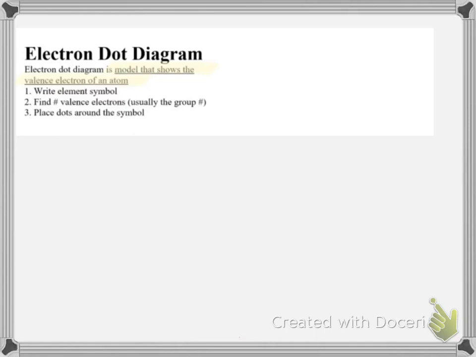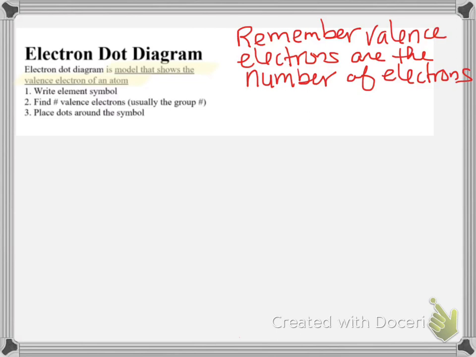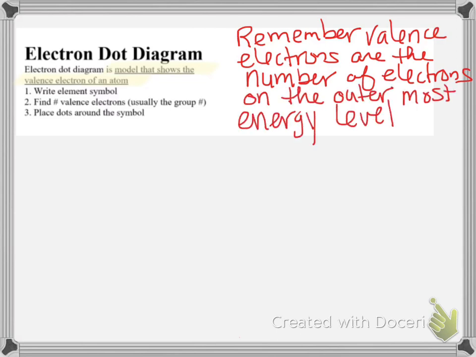If you printed this paper out, you already have this written down. It's the model that shows the valence electrons of an atom. If you don't have this paper, make sure you write that down. Remember that valence electrons, and we have this note in the square box on the bottom of yesterday's paper, that valence electrons are the number of electrons on the outermost energy level.